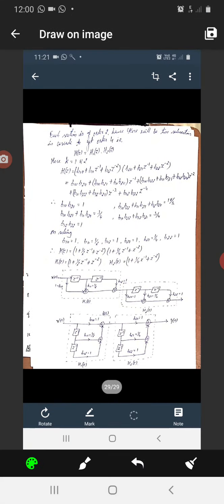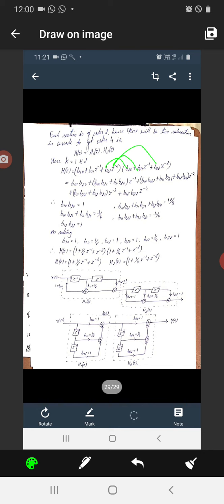For k equals 1, the equation is b10, b11 z inverse, b12 z raised to minus 2. Here also for 2, b20, b21 z inverse, b22 z raised to minus 2. Then multiply each parameter: b10 with b20, then again b11 with the next, again the next. After this, again the last term with the second term, then again the third for each.